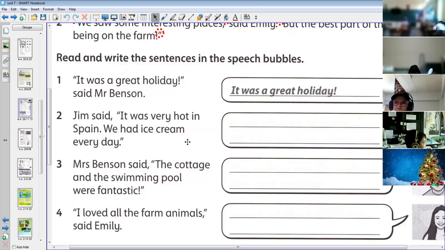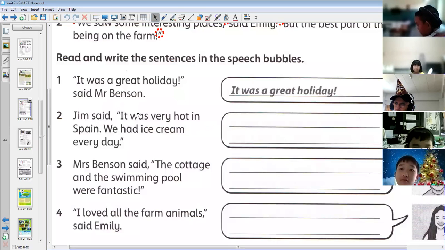Tim said it was very hot in Spain. We had ice cream every day. Correct. That's exactly how it should be. Good. Now, can another student read what you have in the speech bubble? Set. Okay, set. The cottage and the swimming pool. Oh, no.